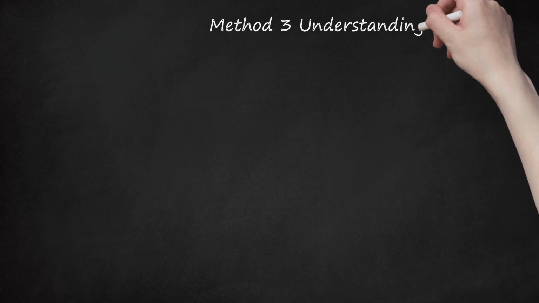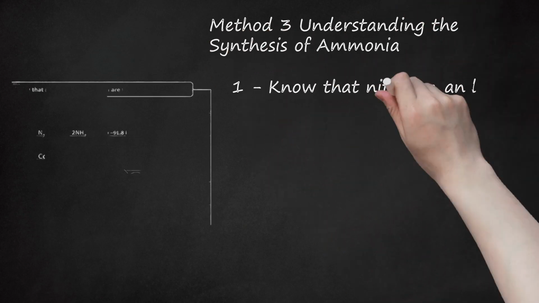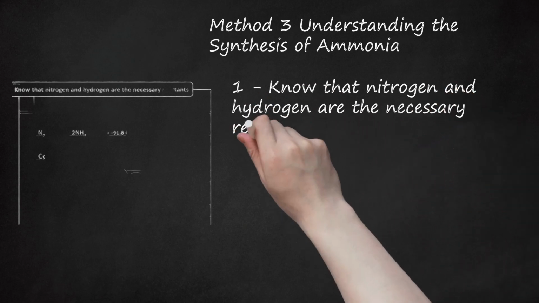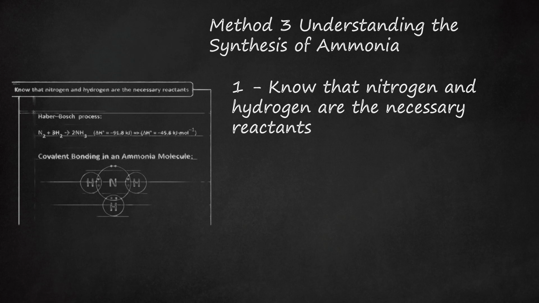Method 3. Understanding the synthesis of ammonia. 1. Know that nitrogen and hydrogen are the necessary reactants. Consider the chemical formula of ammonia, NH3. You can tell from this formula that one nitrogen atom must bond to 3 hydrogen atoms to form the compound.